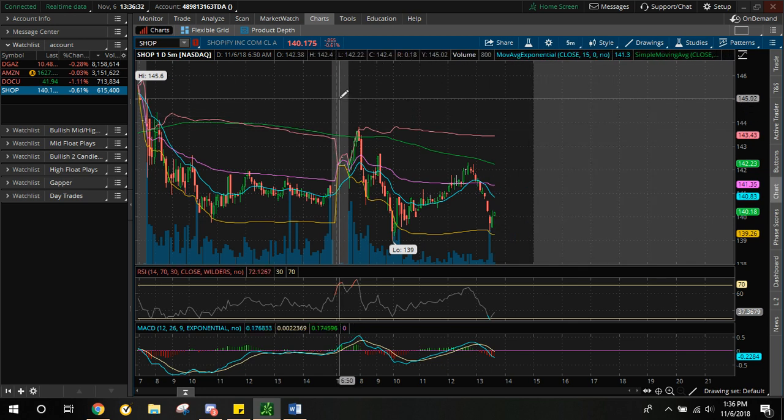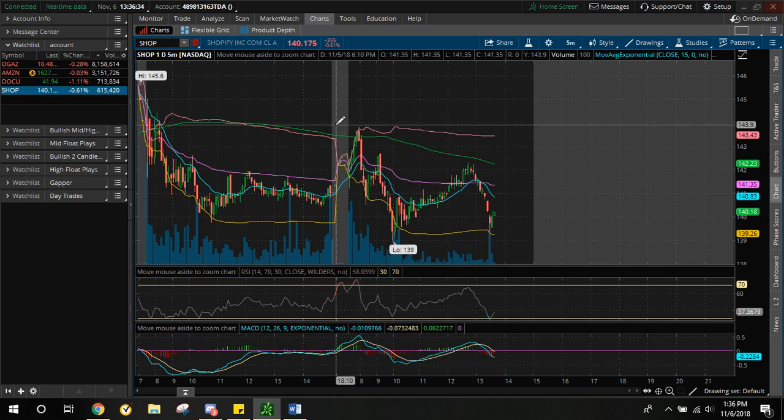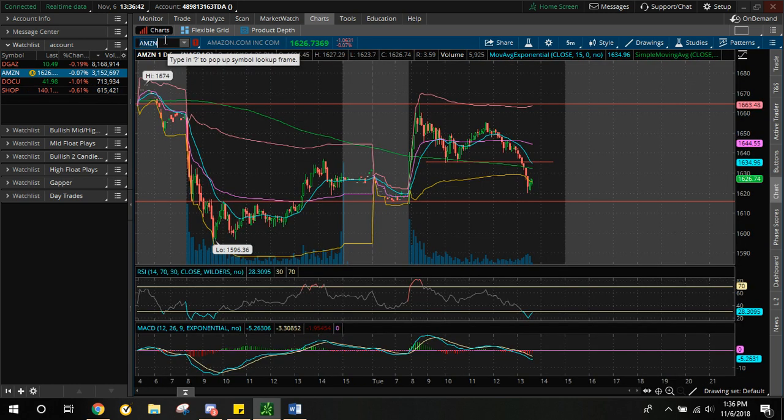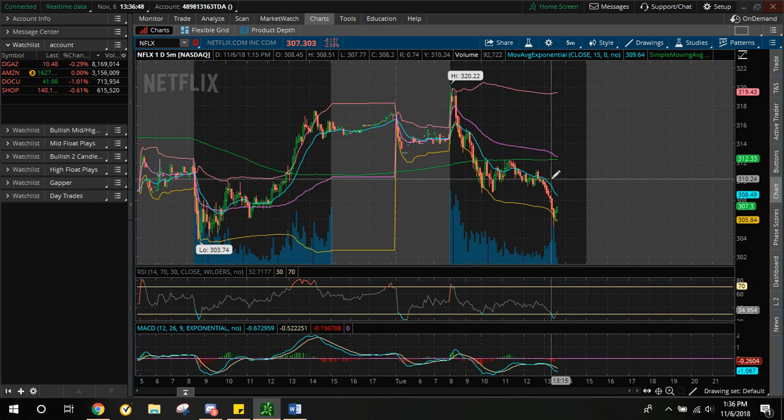Okay, so a ticker symbol is the way a stock is identified. So let's say I want to look at Amazon. I would go, what is their ticker symbol? AMZN. And I can pull up Amazon's chart. If I want to look at, let's say, Netflix, NFLX, this is their chart.